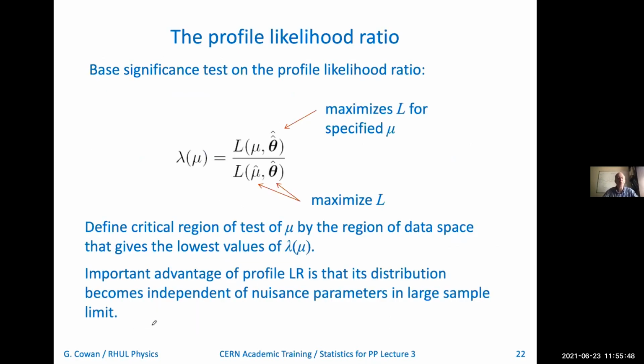And then we follow through the program basically as I've described it before, which is to say we test different values of mu by forming this profile likelihood ratio, right? In the numerator, I have the profile likelihood. In the denominator, I have the maximum of the likelihood, right? And as I've mentioned before, the important advantage of this profile likelihood is that its distribution simply becomes related to a chi-squared distribution, right? It decouples from the nuisance parameters in the large sample limit.